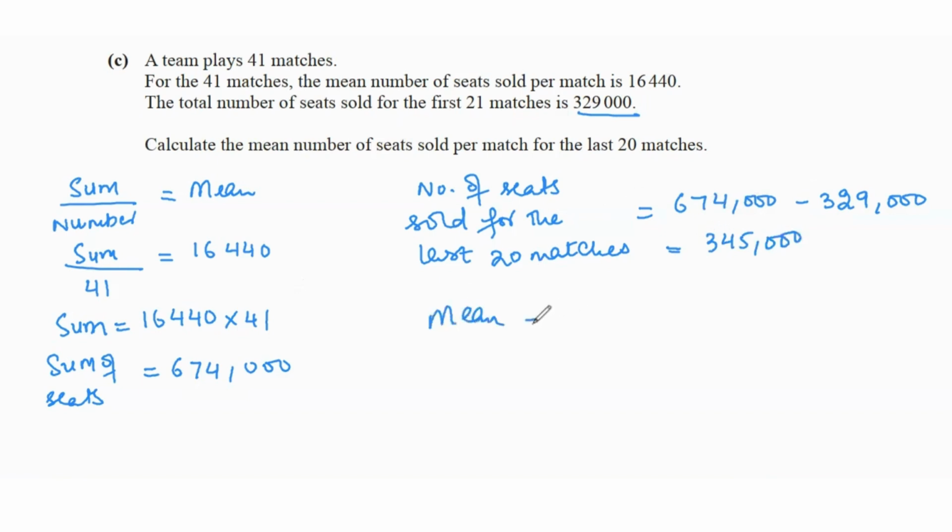So the mean is going to be 345,000 divided by 20. And that is 17,252. So first you find the number of seats sold for the 41 matches. Then using those, we find the number of seats sold for the last 20 matches. We subtract the sum for 21 matches from the 41 matches. And once we have the number of seats sold for the last 20 matches, we divide that by 20 to find the mean number of seats sold per match for the last 20 matches.